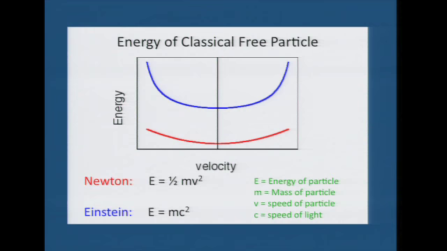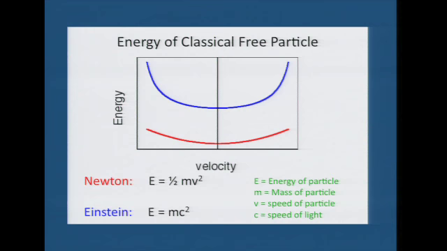So we want to go back to classical physics, and we want to look at the energy of a classical particle. It's a free particle, which means there are no forces acting on it. And the question we're asking is, how much energy does it have? According to Newton, the energy of the particle depends on its mass, and it depends on how fast the particle is going. So you can look at the formula, or you can look at the picture. Here I show that the energy of the particle goes up as its speed increases.